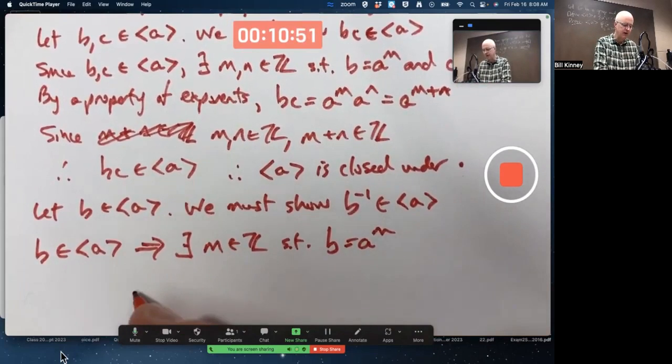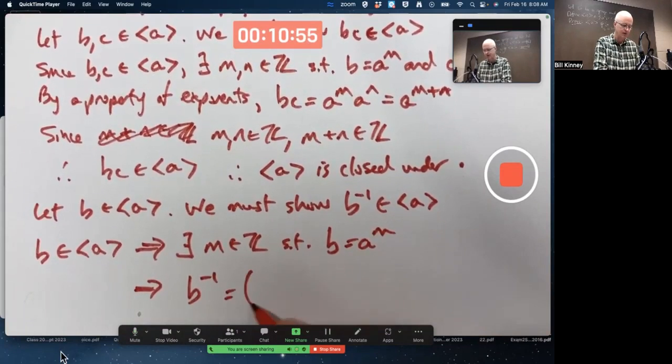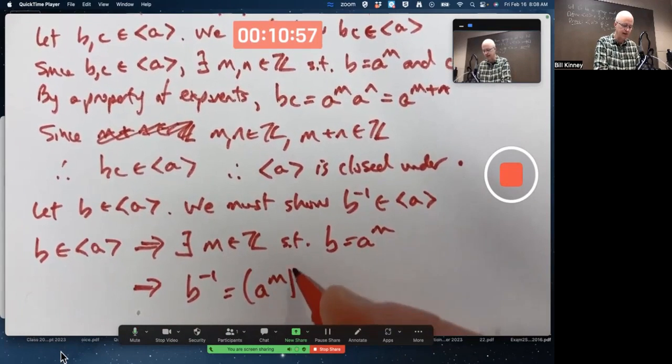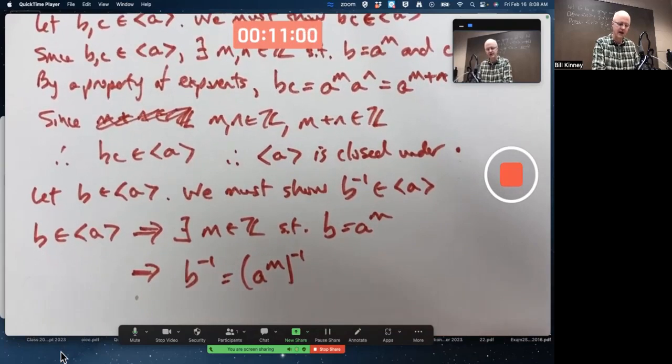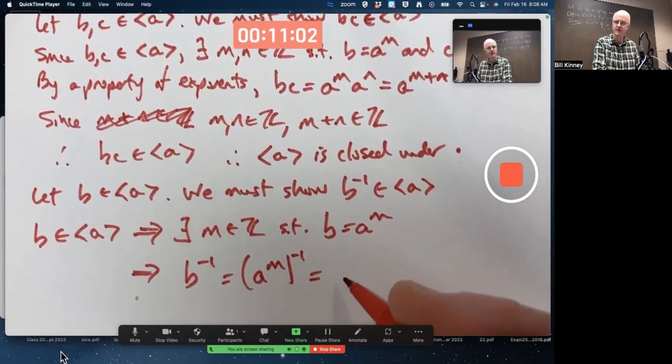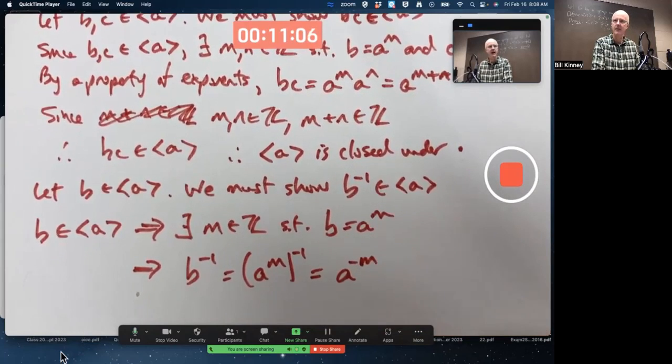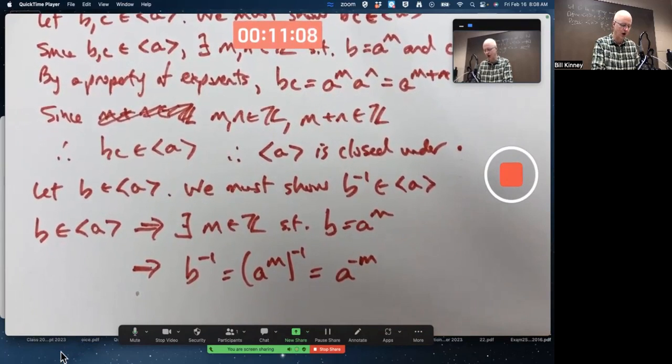Once again, by a property of exponents, this means the inverse of B, which would be the inverse of a to the m, you can multiply those exponents. That's a property of exponents that works in any group. To get a to the negative m. What are we trying to show? We're trying to show the inverse of B is a power of A, an integer power of A.